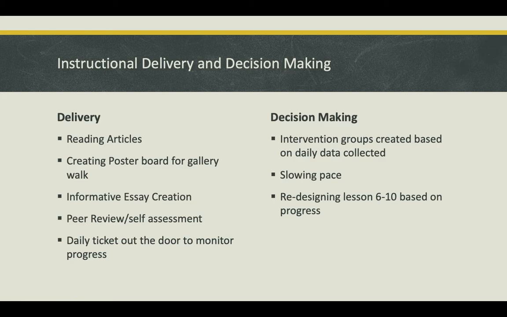And then also, when I realized on lesson 5 that I was a little bit behind and the kids weren't getting it, then I decided to slow the pace down. And then that in turn made me have to recreate lessons 6 through 10 based on the progress that the kids already had.